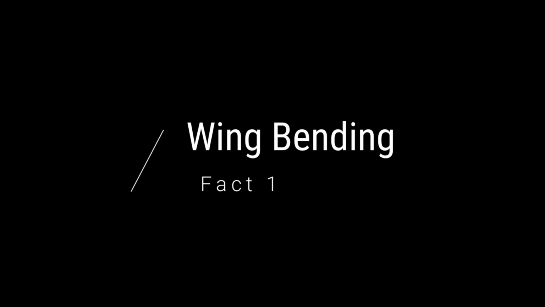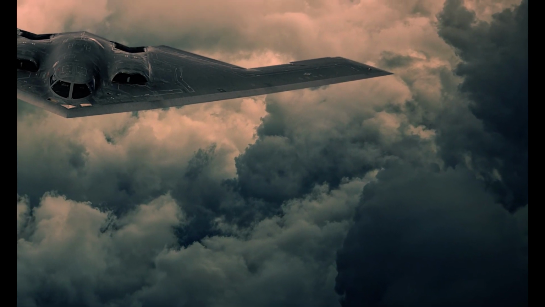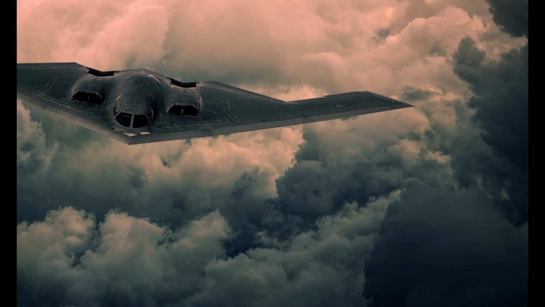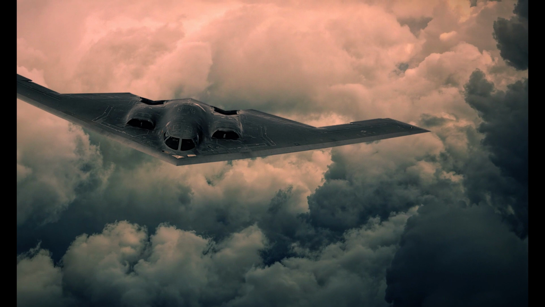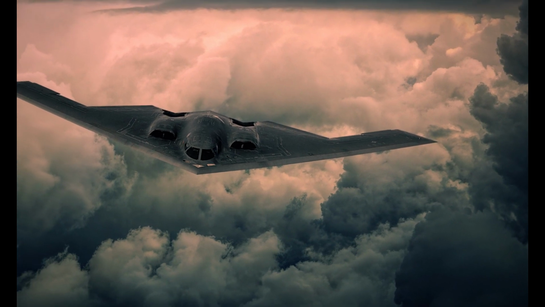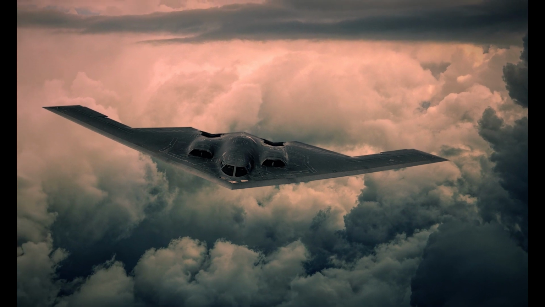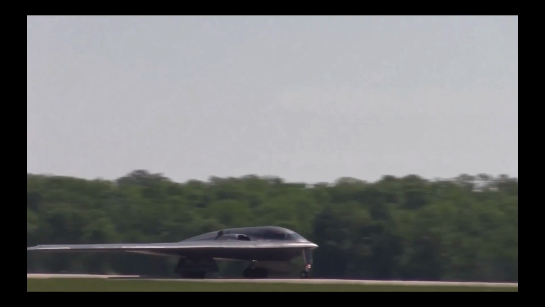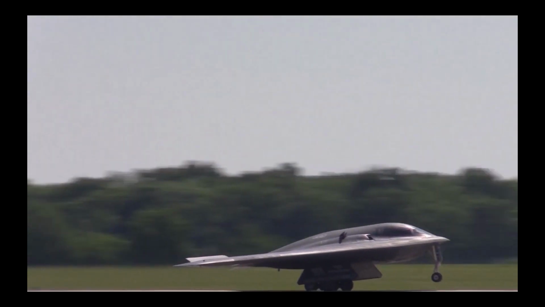Alright, Fact 1. Wing bending. As you know, the B-2 is a very complex engineering marvel, and it took a lot of complexity to make a flying wing. During the building process and design phase, the engineers didn't have full, up-to-date structural analysis ready at their disposal. As a result, they continued with a design that introduced significant wing bending.